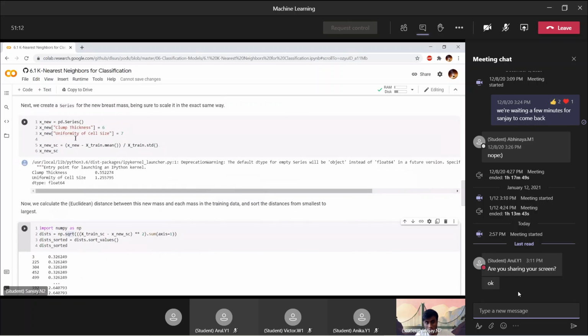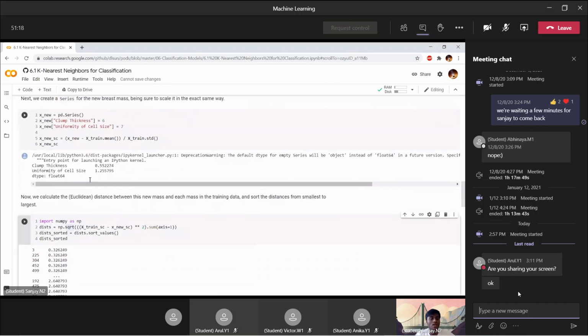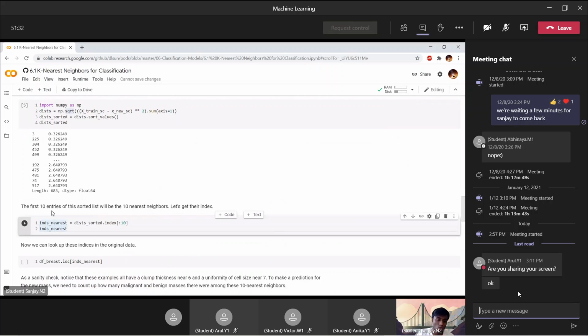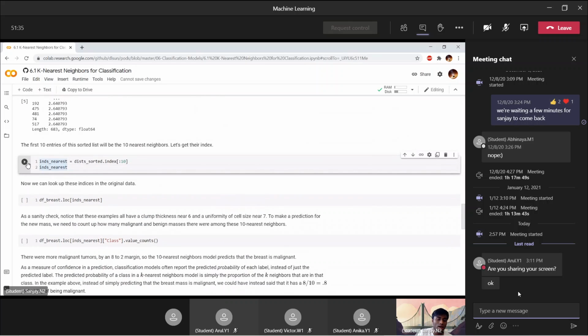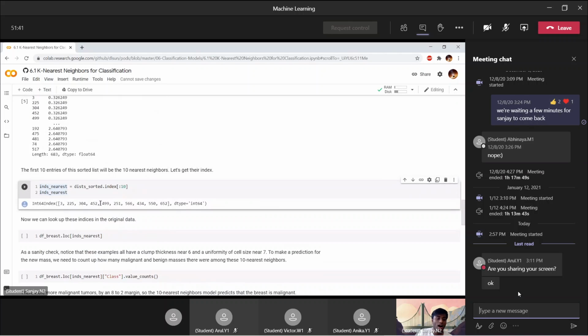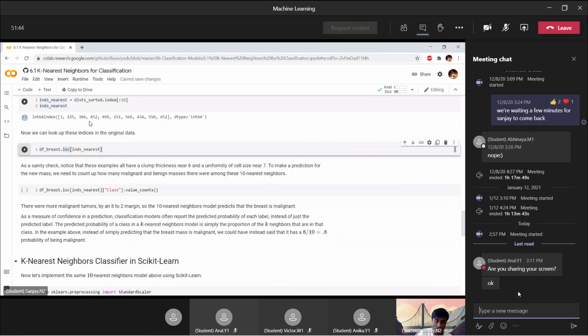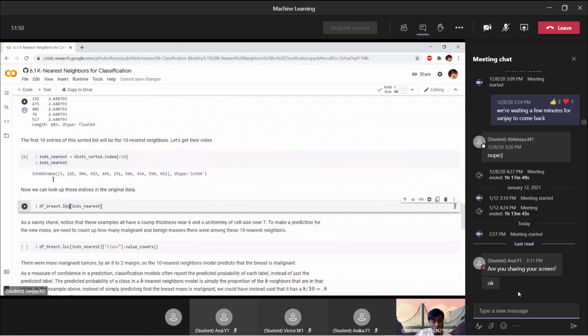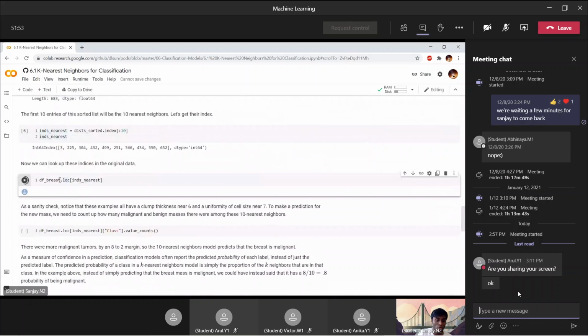for this new mass that we just created, which is the equivalent of this new black point that we have, we calculated distances from all these different features, and we see that it's very similar to entry number 3, 225, 304, 452, and 499. Now let's sort these entries. So we sorted them, and now let's take the first 10 of them, which is what this does. And now let's look up these indices, because these are just indices from the original data that we had up here.